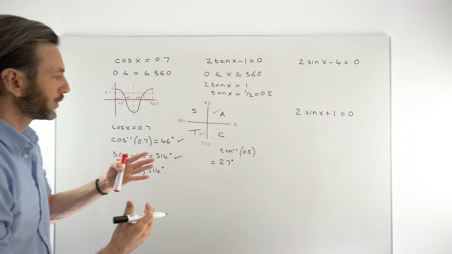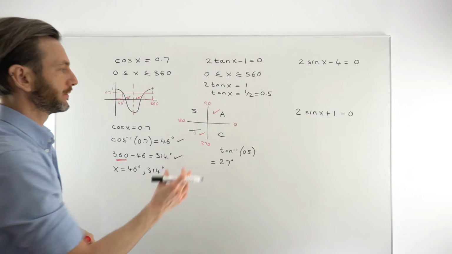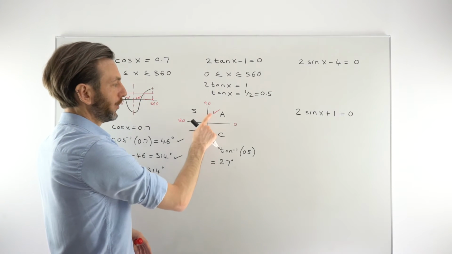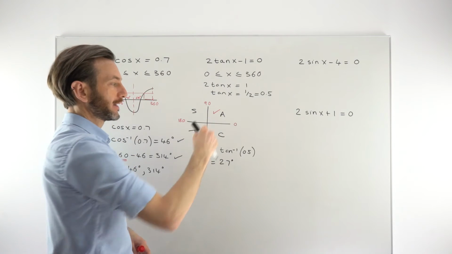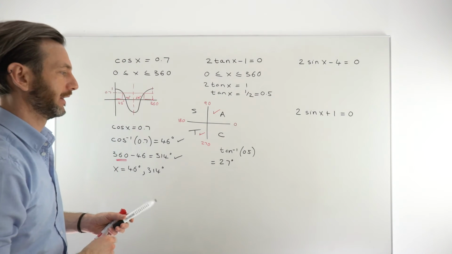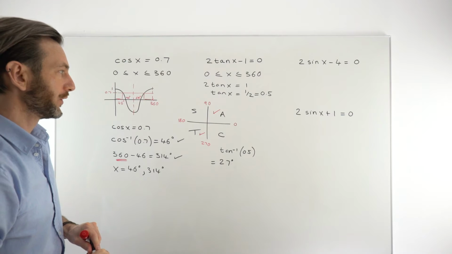Okay, so that's 27 degrees, which is between 0 and 90, which does fit in with where our check is. Basically, if you get a number here which is not in one of the quadrants where you've checked, then something's gone wrong, or you need to make an adjustment or something like that. But basically, they should be aligned. Okay, so that's the first solution.